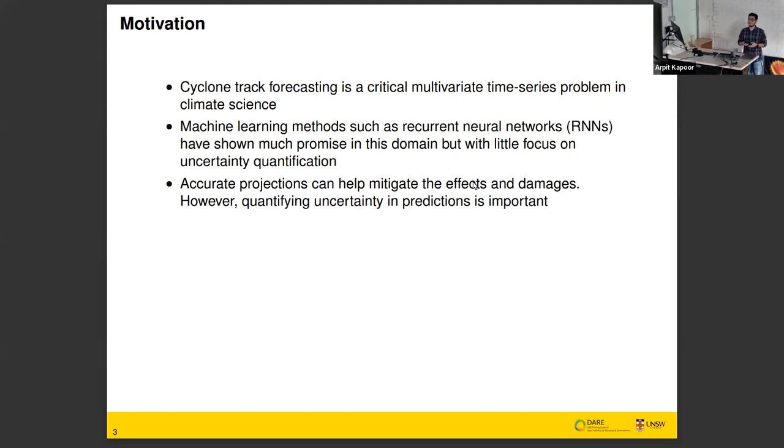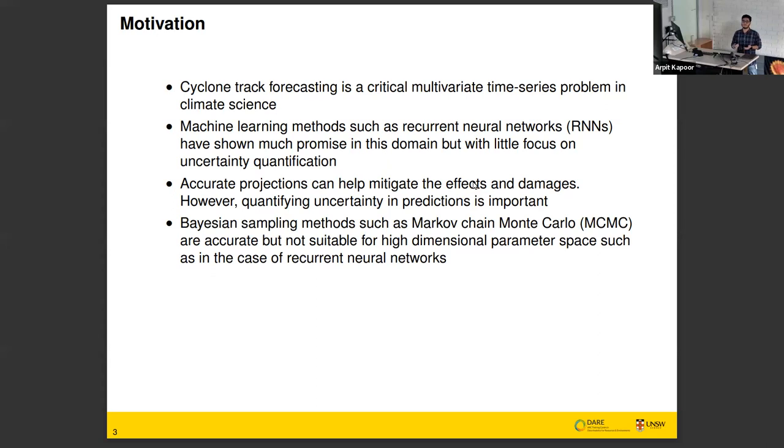As I said, these projections need to be accurate, but we also need to quantify uncertainty in the projections because we can't perfectly predict where the cyclone would be at a given stage in time. So it's important to quantify the uncertainty of the position and the intensity of the cyclone so that we can mitigate the effects and damages caused by these cyclones. Bayesian approaches are pretty common in this area, and we've worked with these approaches in our previous research as well, particularly with MCMC. But we've seen that MCMC works really well with simpler architectures, whereas in the case of recurrent neural networks, where the parameter space can be really high dimensional, these methods tend to not perform very well. Which is why we want to look at some different approaches for this problem.